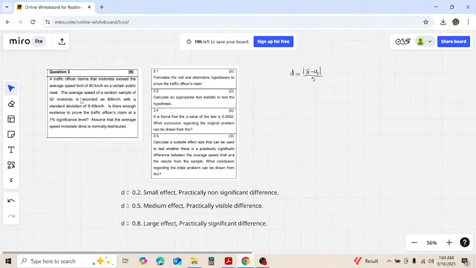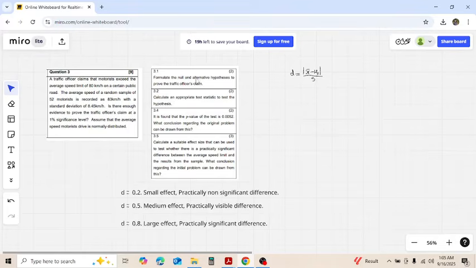It says here, a traffic officer claims that motorists exceed the average speed limit of 80 kilometers per hour on a certain public road. The average speed of a random sample of 52 motorists is recorded as 83 kilometers per hour with a standard deviation of 8.45 kilometers per hour. Is there enough evidence to prove the traffic officer's claim at 1% significance level? Assume that the average speed motorists drive is normally distributed.